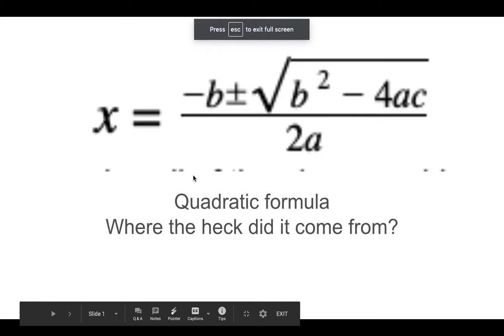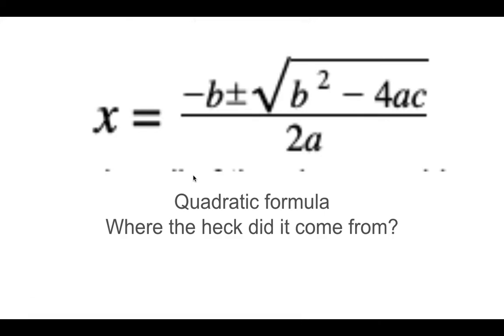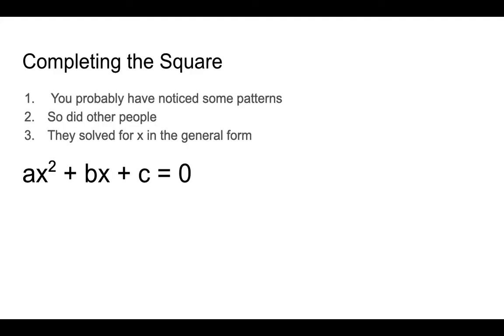All right, I wanted to take a minute and talk about where the heck did the quadratic formula come from? Some of you guys have seen this before or maybe heard of it. Maybe heard the Pop Goes the Weasel version, negative b plus or minus the square root of b squared minus 4ac all over 2a. I'm going to go into where that came from. And it came from completing the square.